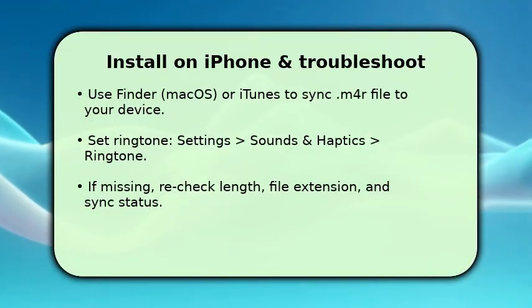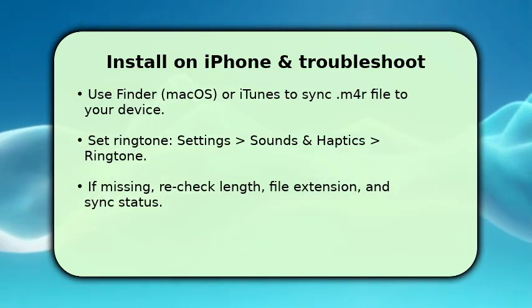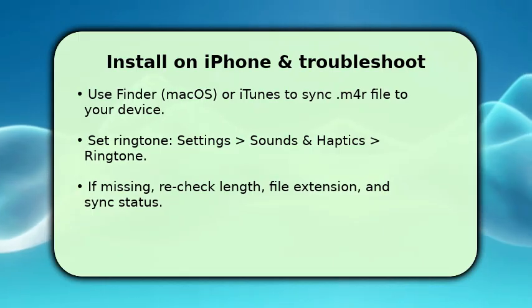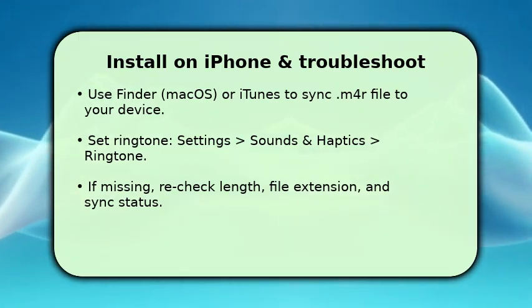Once synced, go to Settings, Sounds, and Haptics Ringtone and pick your new tone. If it doesn't show up, make sure the file is under 30 seconds, properly named M4R, and that you sync the correct library. Re-export from Garageband if format or length was wrong.